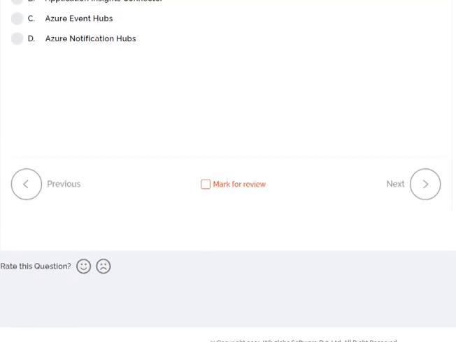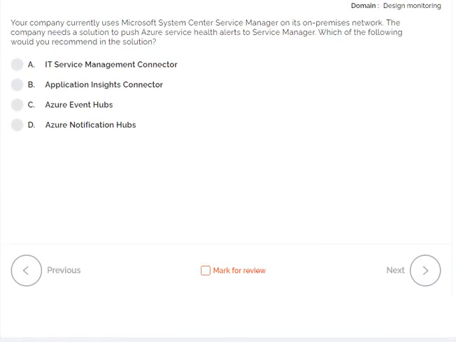Now let's move to the next question. Your company currently uses Microsoft System Center Service Manager on its on-premises network. The company needs a solution to push Azure Service Health alerts to Service Manager. Which of the following would you recommend in this solution?